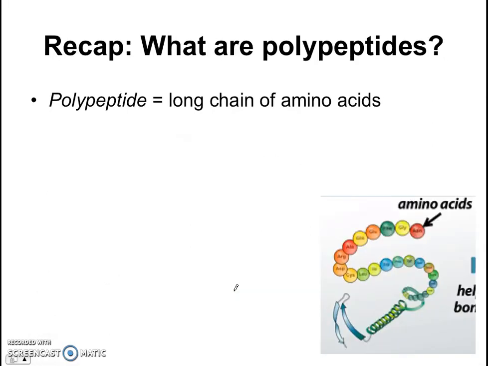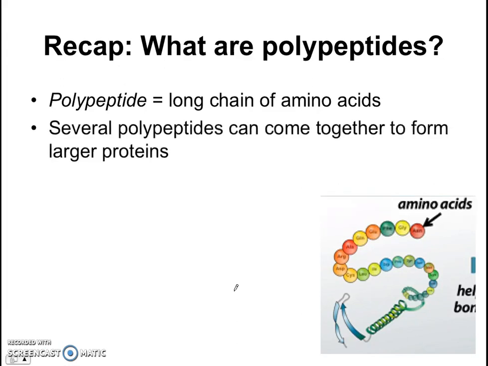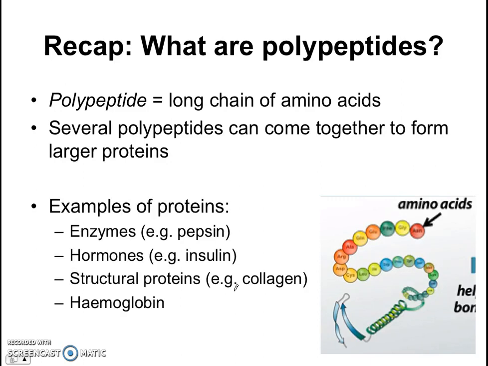Now, before I go on, I just want to recap with you what is a polypeptide. Remember that a polypeptide is actually a very long chain of amino acids, right? It's made up of amino acids. And several polypeptides can come together to form larger proteins. So this is in line with what we learned before, right? Proteins are made up of polypeptides. Polypeptides are made up of amino acids. So here are some examples of proteins or polypeptides.